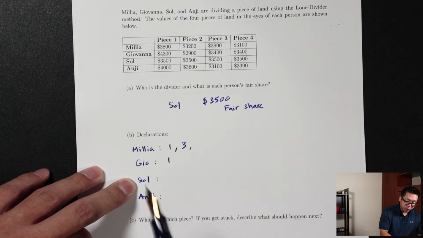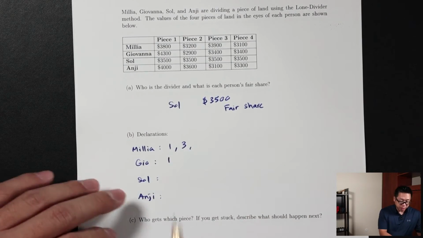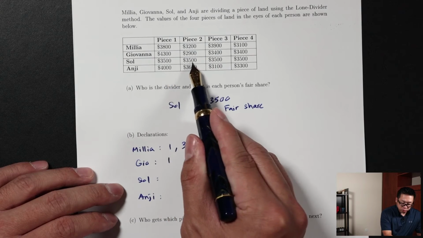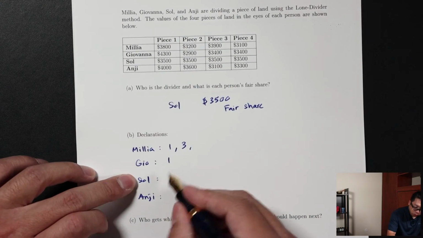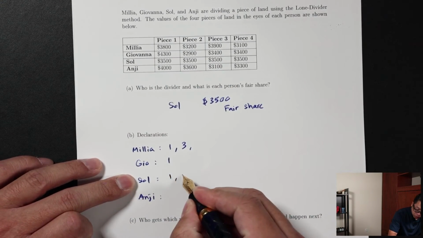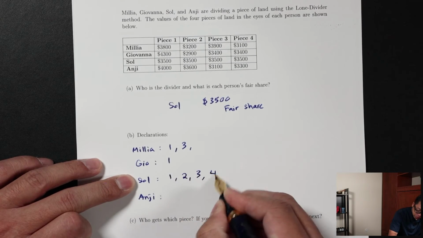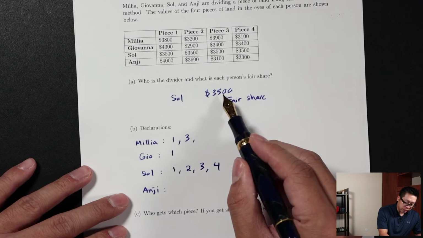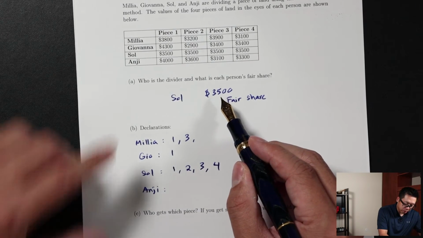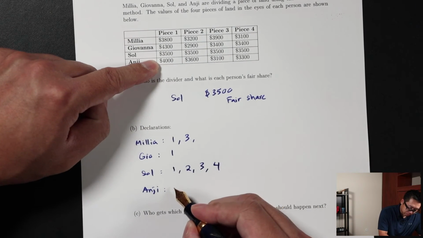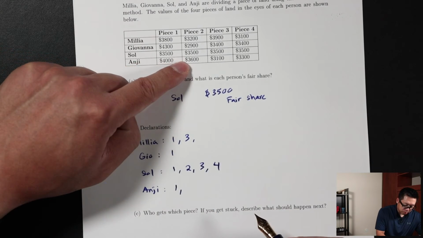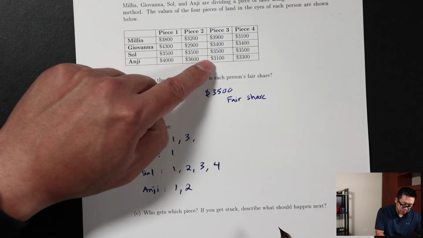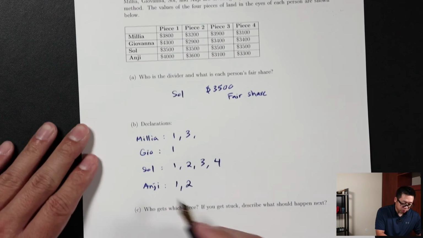Sol, who was the divider, would accept any of the pieces, right? Because all the pieces are 3,500 or more. So Sol would accept any, which is just all the pieces. And finally, Anji, which pieces are 3,500 or more? Piece 1, piece 2, piece 3 is less than that, piece 4 is less than that. So only 1 and 2.